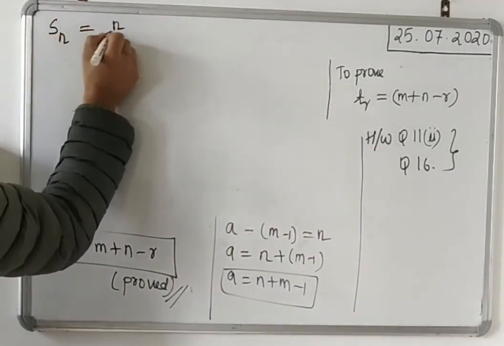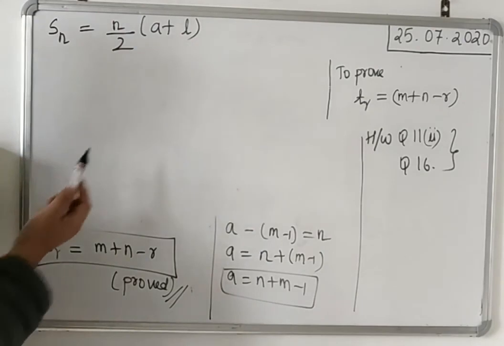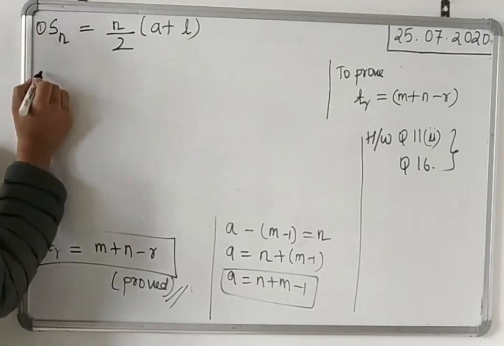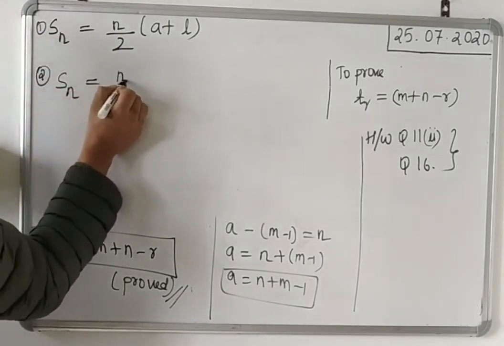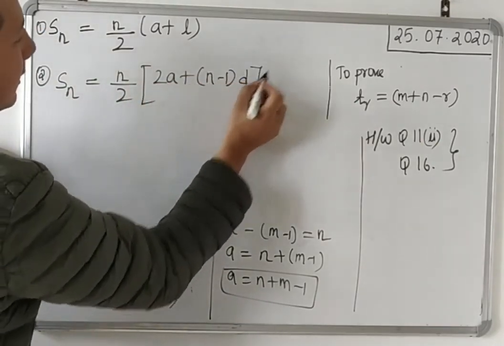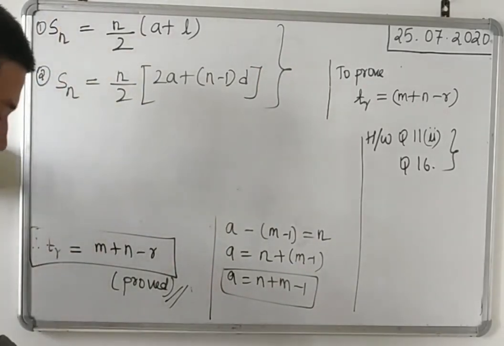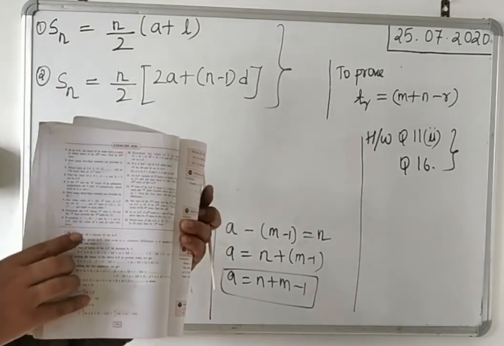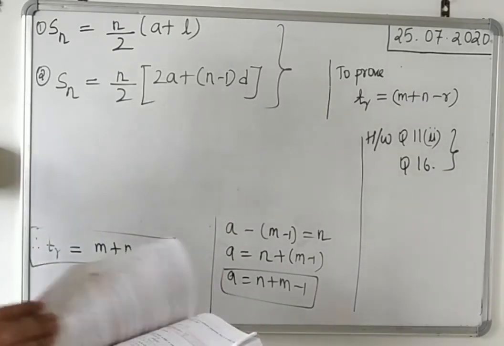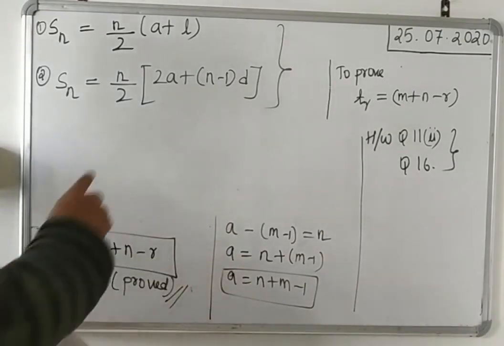Sn will be n by 2 (A plus L). We know what A is and what L is. A is the first term, L is the last term, n is the number of terms. This is the first formula for Sn. The second formula for Sn is n by 2 bracket 2a plus (n minus 1) into d. So please do memorize these two important formulas of Sn, because in the next exercise we need to learn the sum of n terms of an AP. That will be exercise 10C. Okay, is that clear? So this formula is very, very important for exercise 10C.